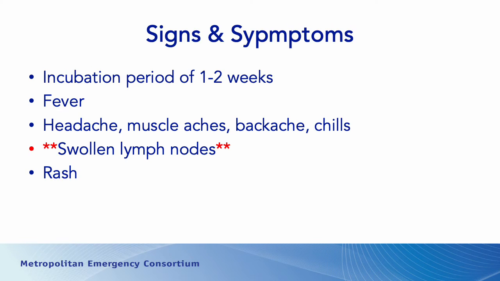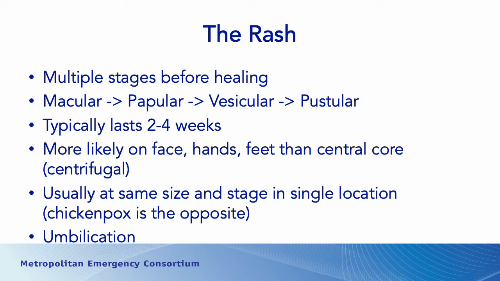So what about the rash? Well, the rash actually has multiple stages before it heals. So it starts looking one way and then gradually progresses. So, it usually starts first as a macular rash. Macular means it's flat and pigmented. It then becomes papular, meaning it becomes raised. And then it progresses to become vesicular or blister-like.